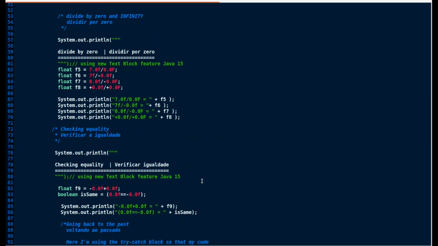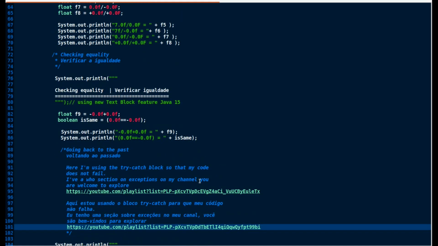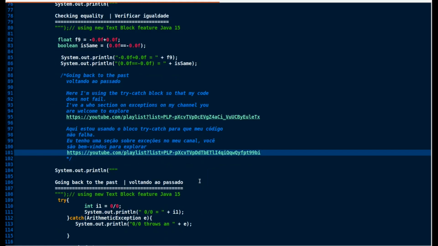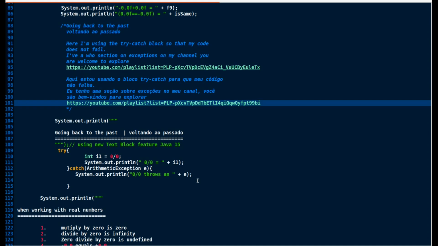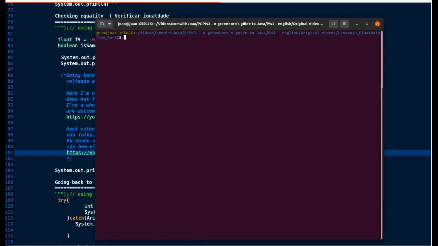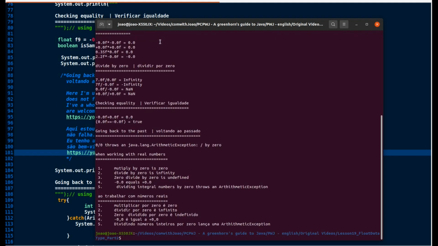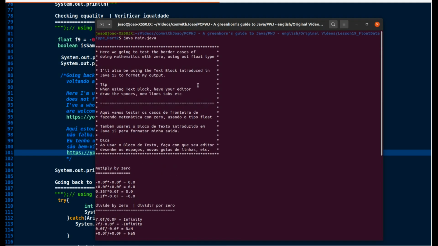So let's now run this and see what the output is. I'm just going to compile in memory and run at the same time. Java, and my class is Main.java, my source, but I'm compiling and running it. And here's the output that I used with the text block.